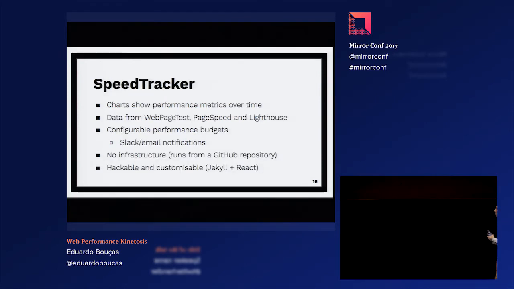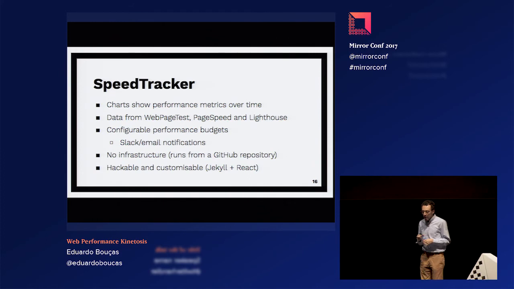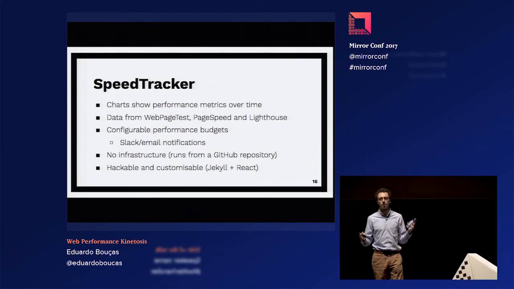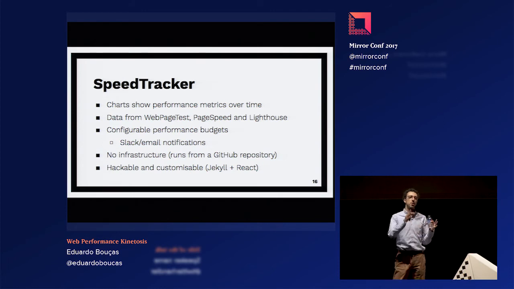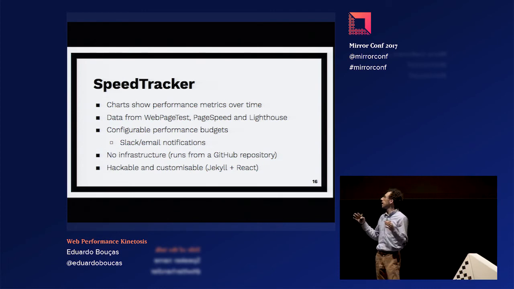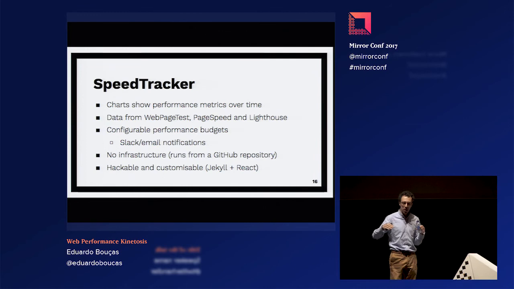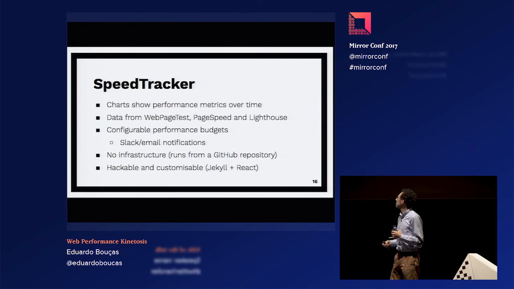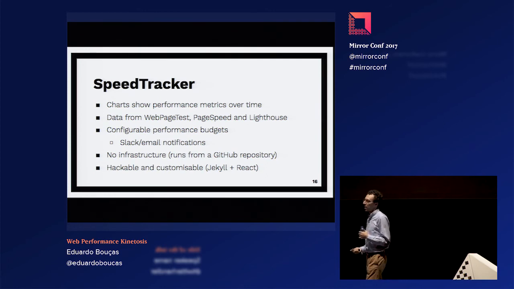So I built something called SpeedTracker. It's basically a dashboard that contains a series of charts that display continuous information about various performance metrics. It pulls data from different sources. It uses WebPageTest, and more recently, Google PageSpeed and Google Lighthouse as well.